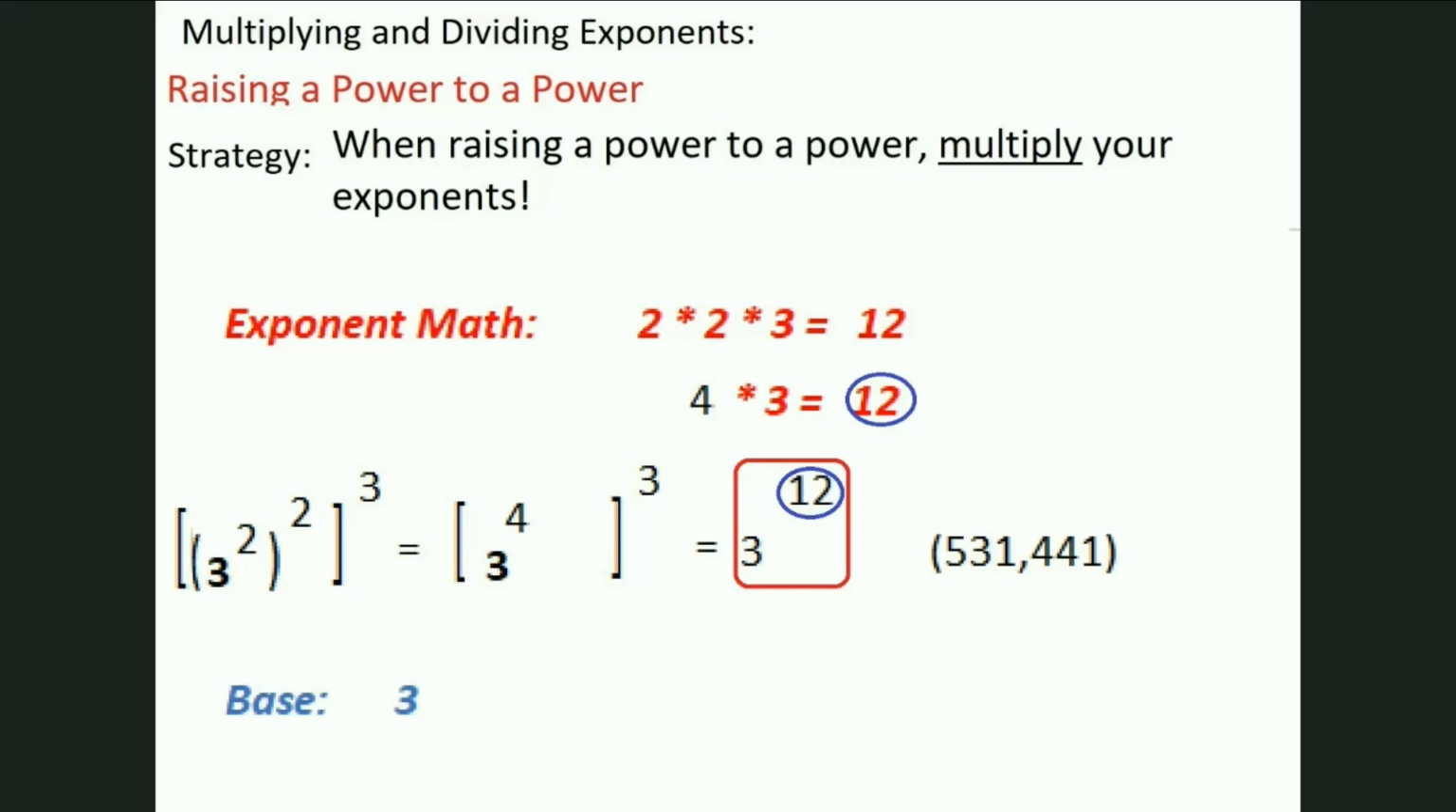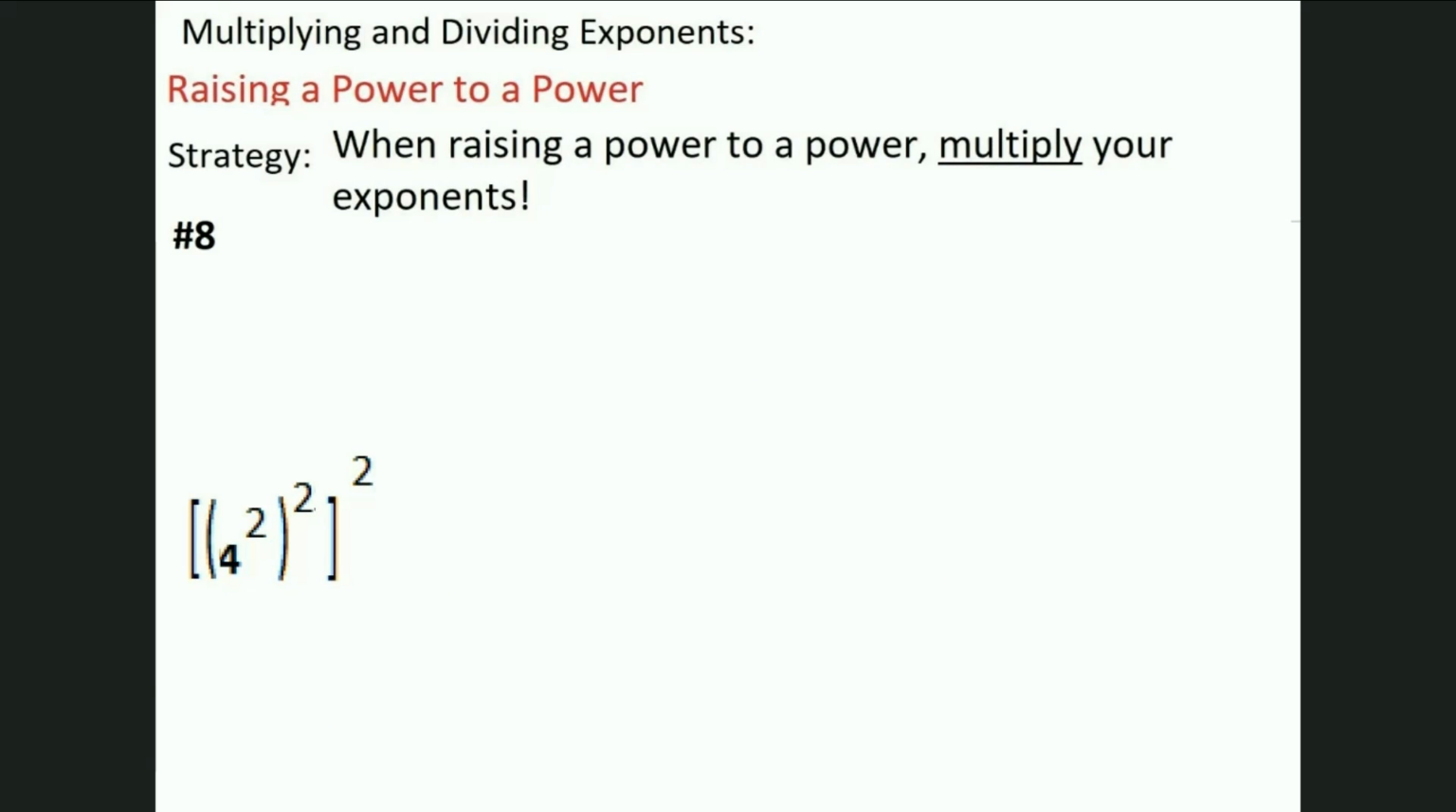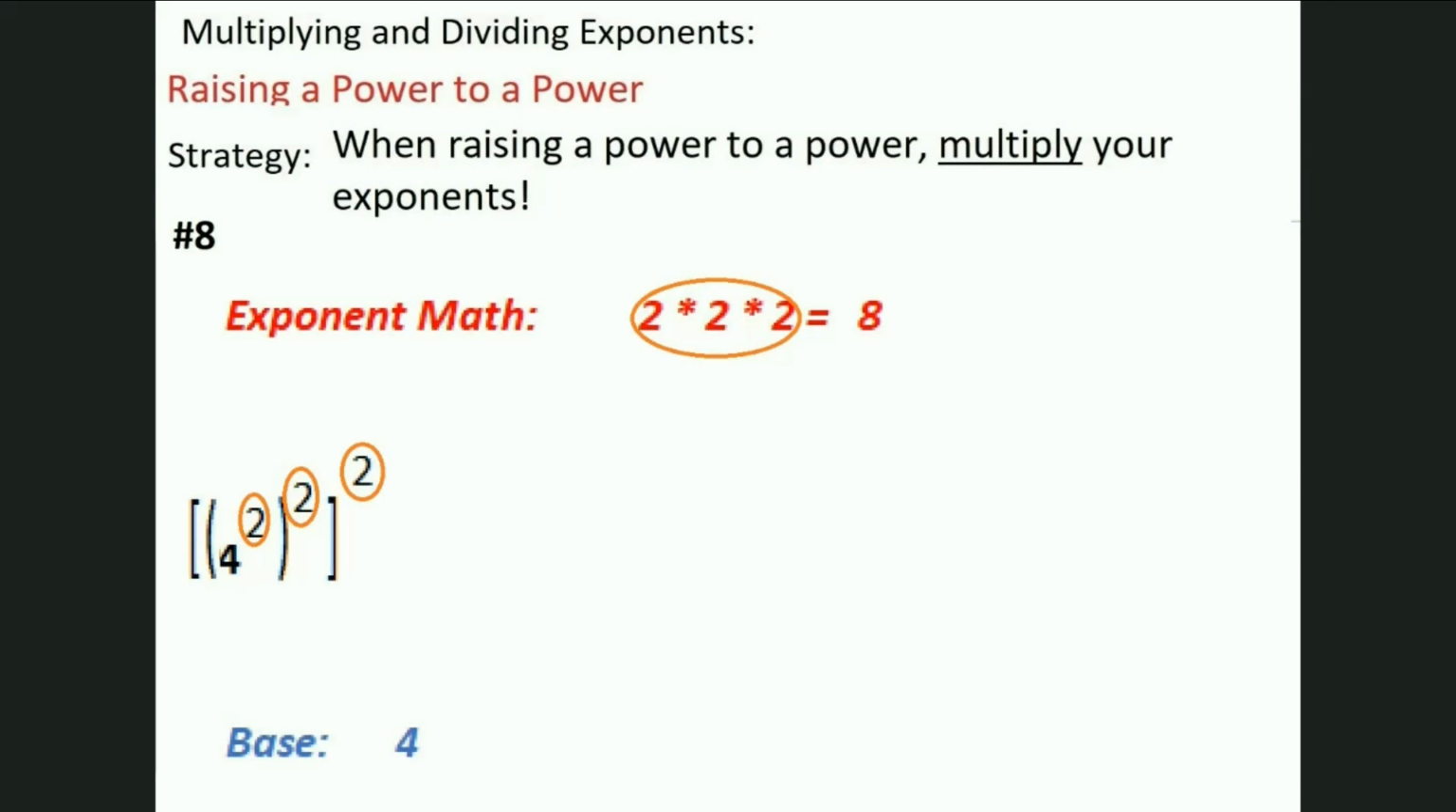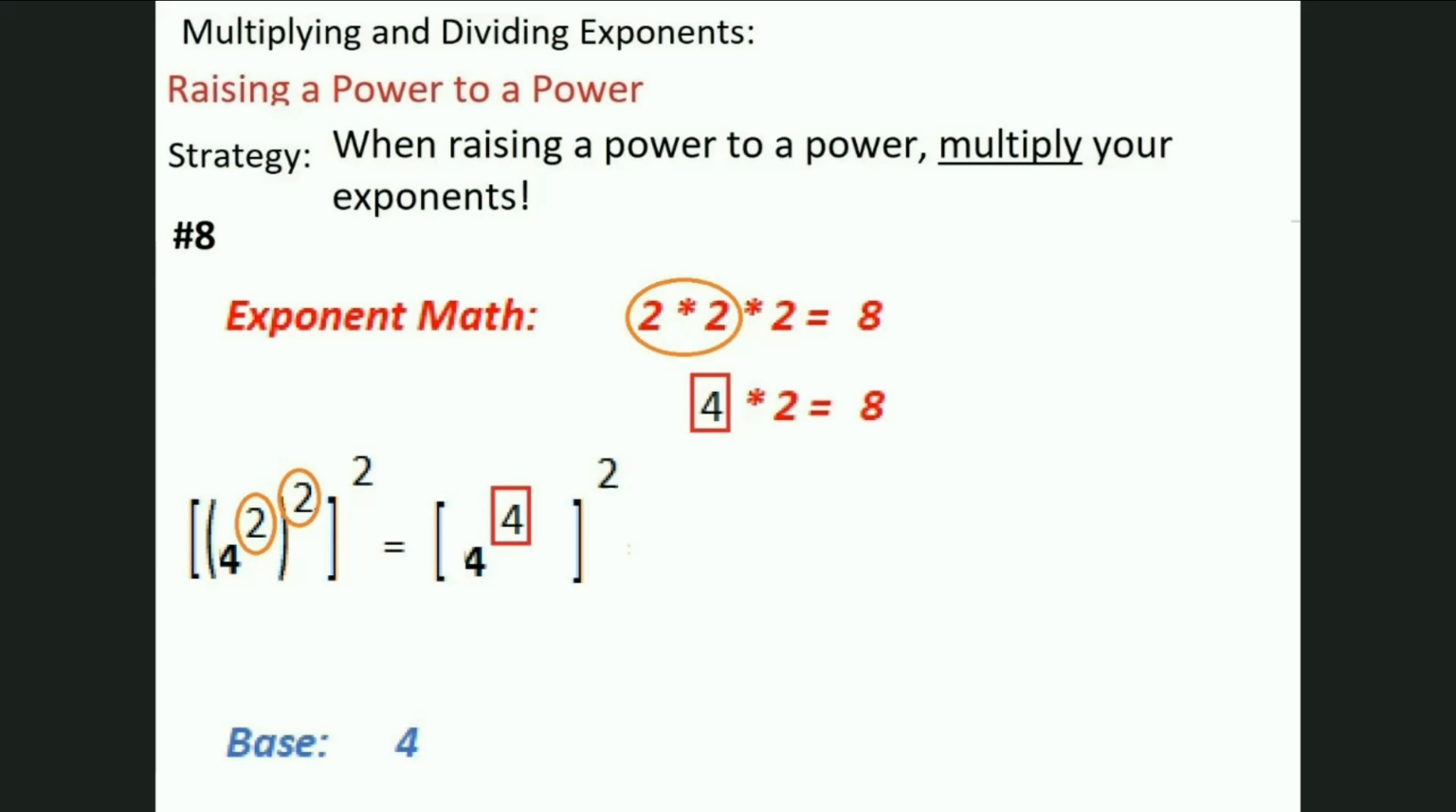All right, let's try another one. This is number 8: 4 squared raised to the 2nd power, and then raised again to the 2nd power. How do we handle it? The exact same way. Our base is 4, and our exponent math is just 2 times 2 times 2, and that's 8. Let's do our inside 2's first. 2 times 2 is 4, that's 4 to the 4th power squared, and then 4 times 2 is 8, so 4 to the 8th power. If you put that in a calculator, you end up with 65,536. So that's the answer to number 8.